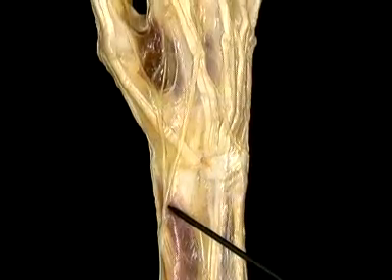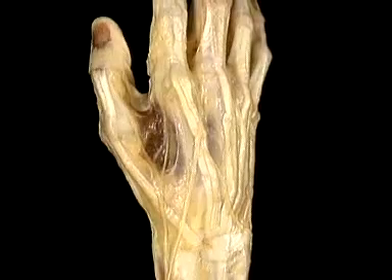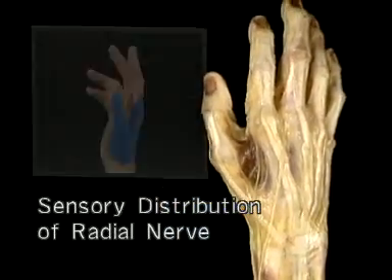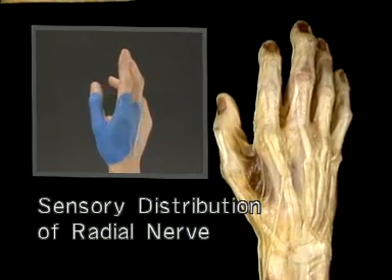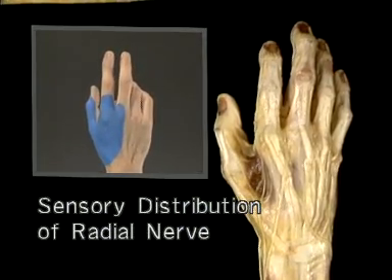The superficial branch of the radial is entirely a sensory nerve. It supplies, usually, the radial half of the back of the hand, the back of the thumb, and part of the back of the index.